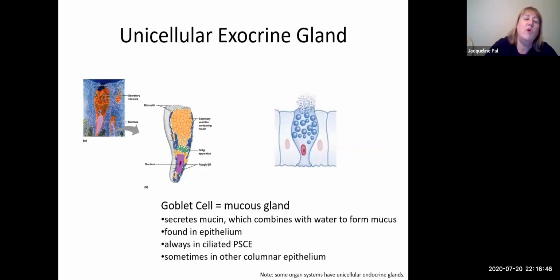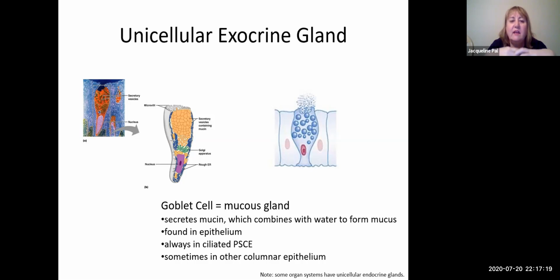All right. So when we look at exocrine glands, we can divide them into two huge categories. This is structurally how we're classifying. The first are glands that are one cell only, and these are called unicellular exocrine glands. And the example of a unicellular exocrine gland is a cell which is called a goblet cell. And it's called a goblet cell because it has the shape of a wine goblet.